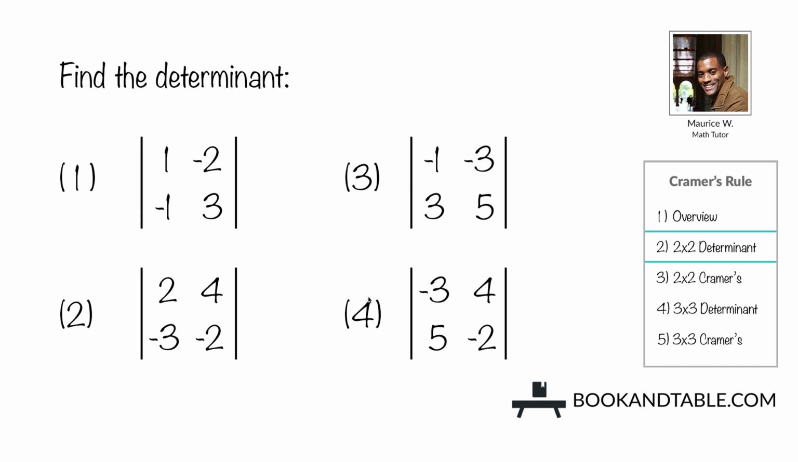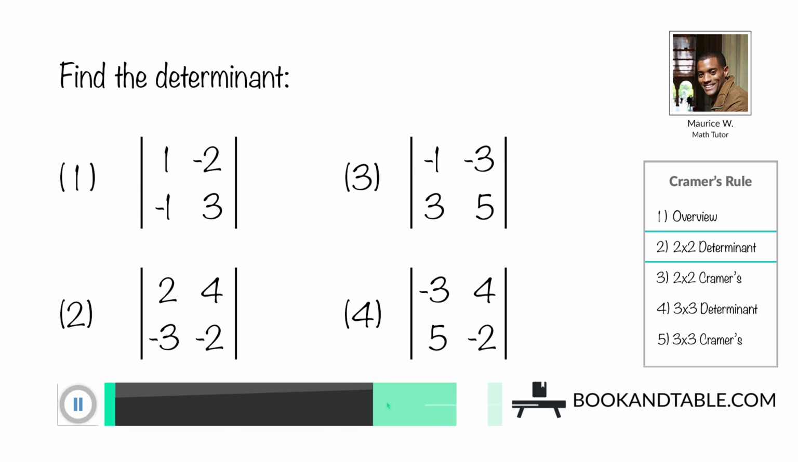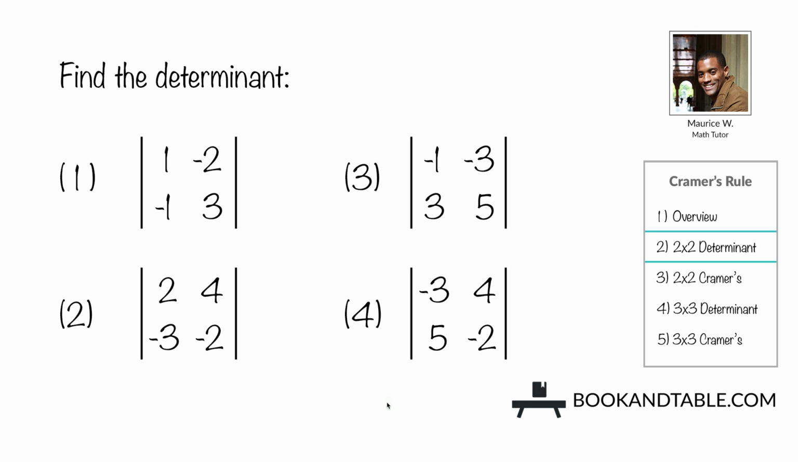And question number 4, column 1 is -3, positive 5. And column 2 is positive 4, -2. Pause the video, answer these questions, and then press play when you are ready to begin.